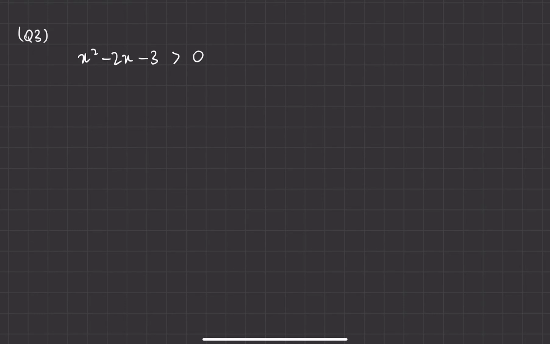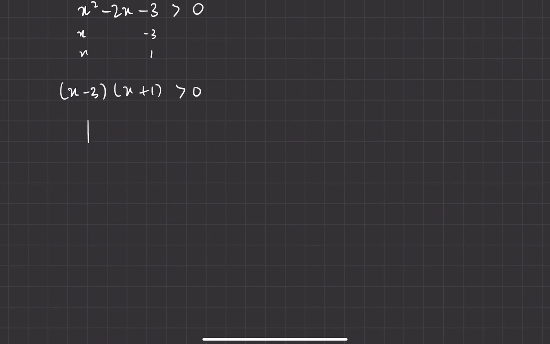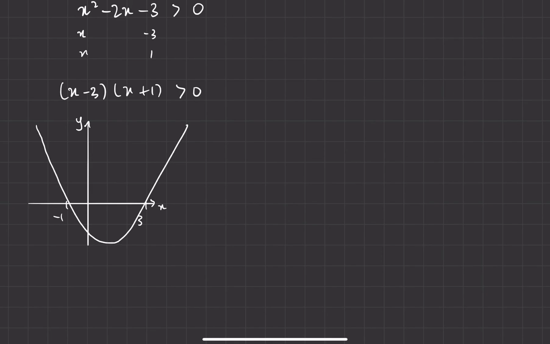For minus 3, the factors could be minus 3 and 1, and I believe this works. So (x - 3)(x + 1) is greater than 0, which means we can draw a quick graph. At -1 and 3, that's where the intercepts of the parabola lie. We want greater than 0, so we want above the graph, this part of the graph. Let's shade there. To answer the question, x is smaller than -1 and x is greater than 3. These are the solutions.